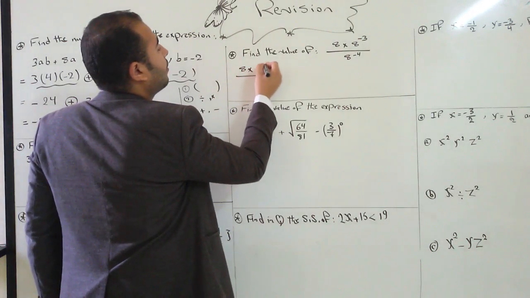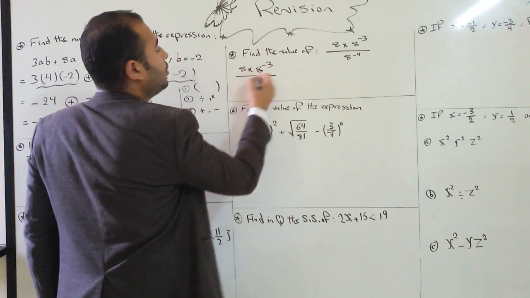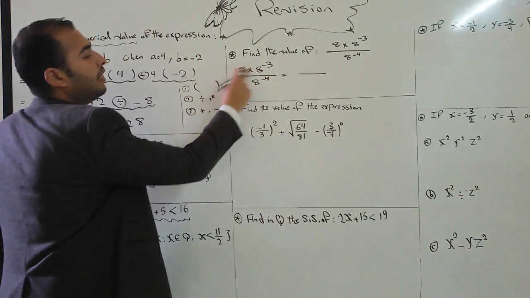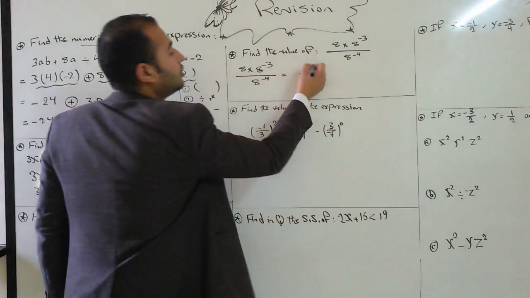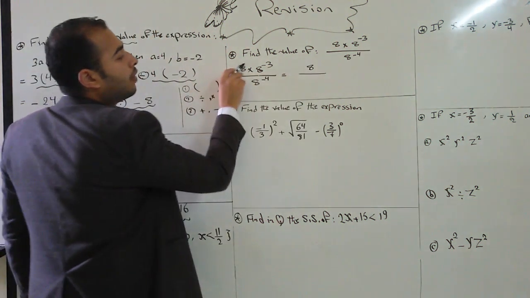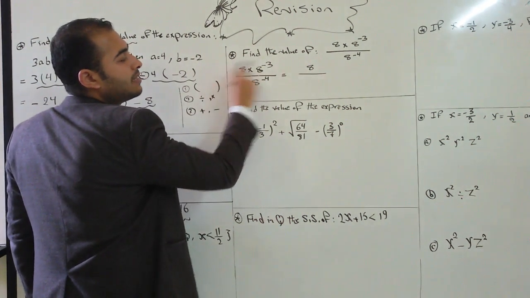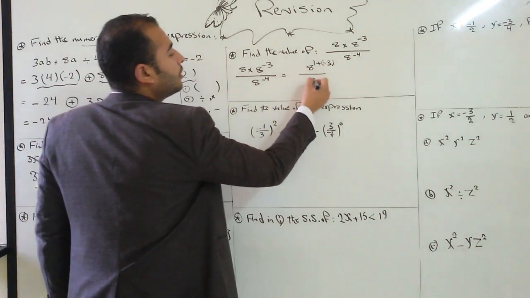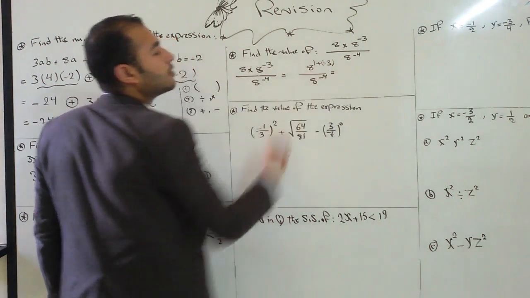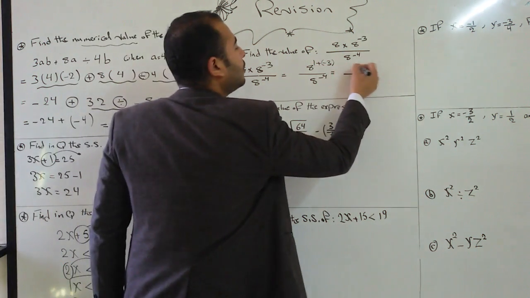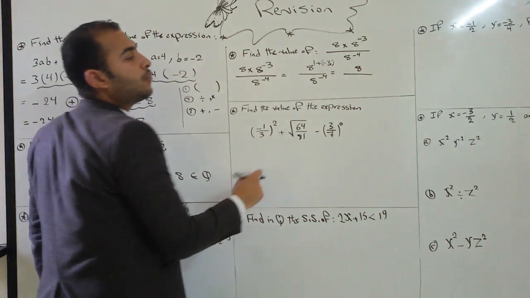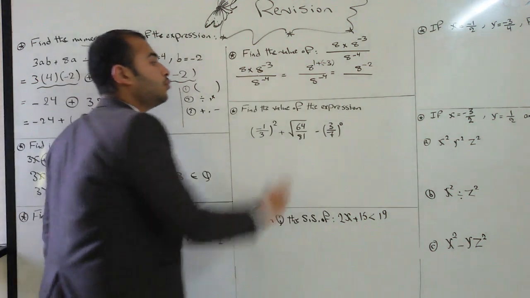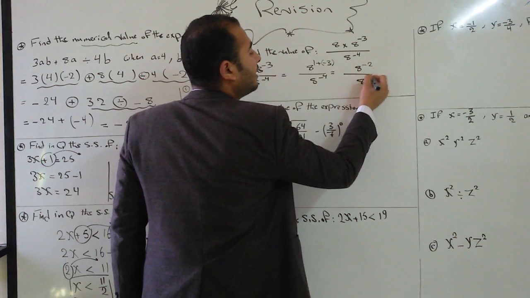8 to the power negative 3 over 8 to the power negative 4. First, in the numerator I have 8, the same base, so I put 8. Here the power is 1 and here the power is negative 3, so I add them: 1 plus negative 3 over 8 to the power negative 4 equals 8 to the power of, up here, 1 plus negative 3, which equals negative 2, over 8 to the power negative 4.